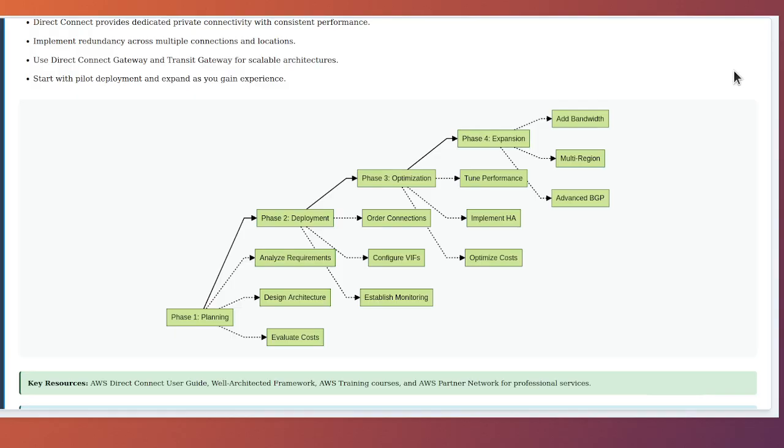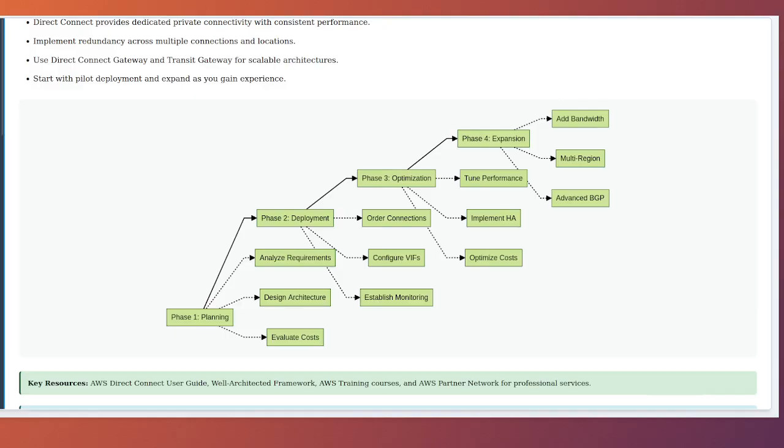Direct Connect provides dedicated private connectivity between your on-premises infrastructure and AWS, offering consistent performance, lower data transfer costs, and enhanced security compared to internet-based connectivity. It works by establishing physical connections through AWS Direct Connect locations worldwide, using BGP to exchange routing information, and supporting virtual interfaces to access VPCs and AWS services.